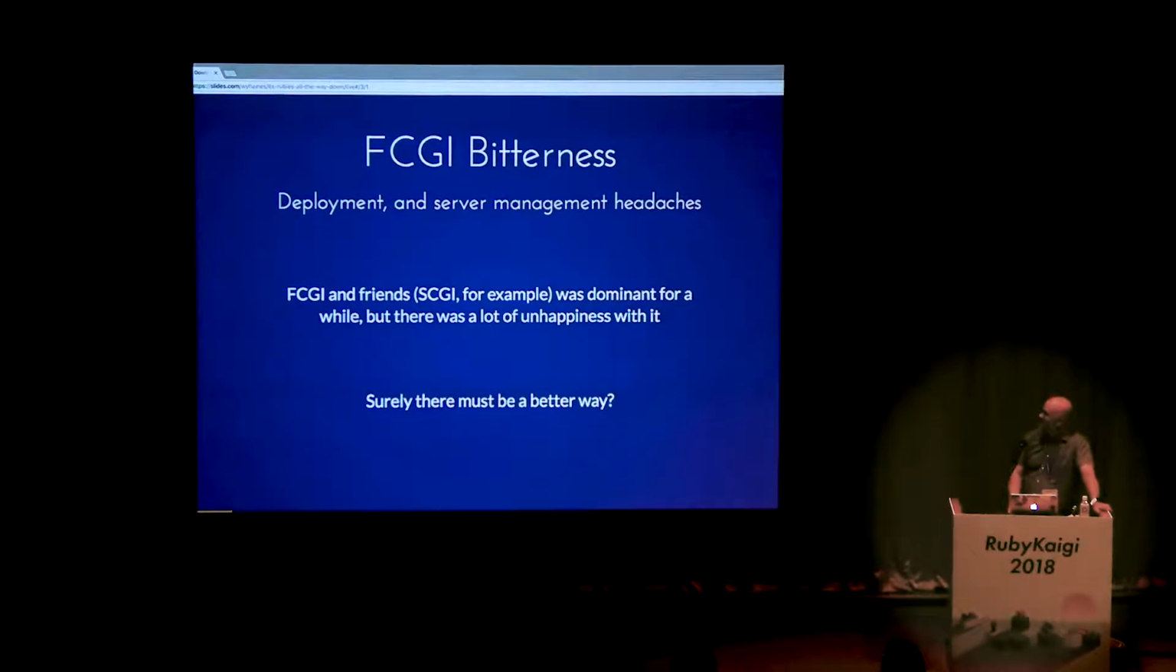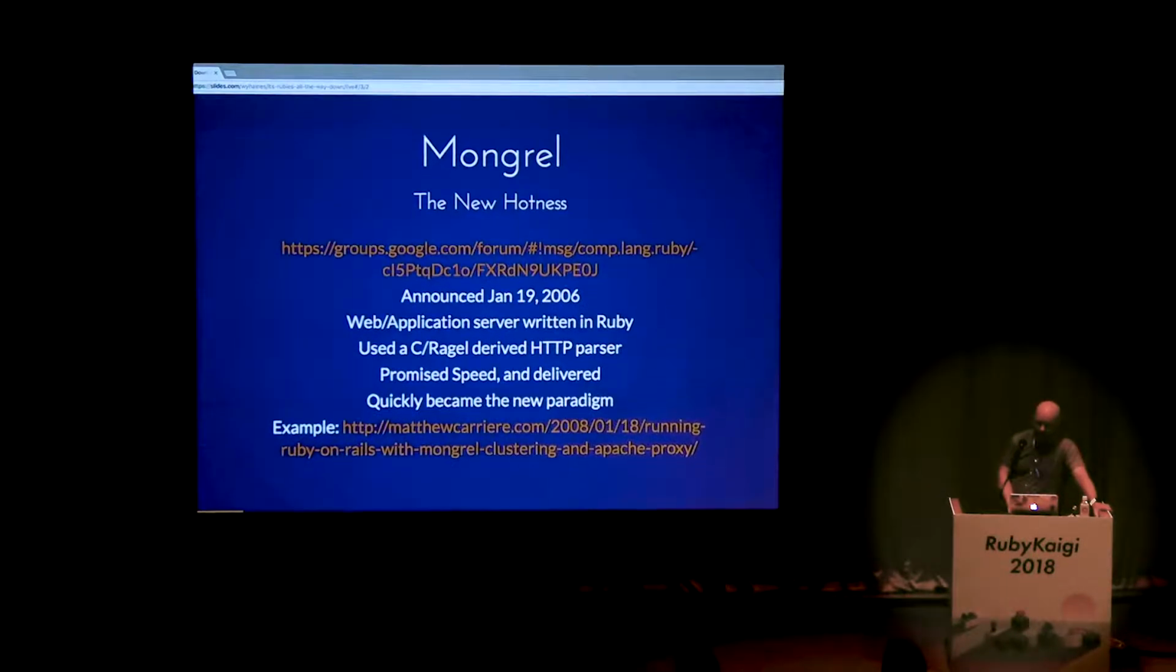But FCGI brought with it a lot of problems. People weren't happy with it. It was hard to manage your workload on your servers, if you needed to increase or decrease the amount of resources you had. There were deployment issues with it. Even while Rails saw a lot of adoption, FCGI was a constant pain point.